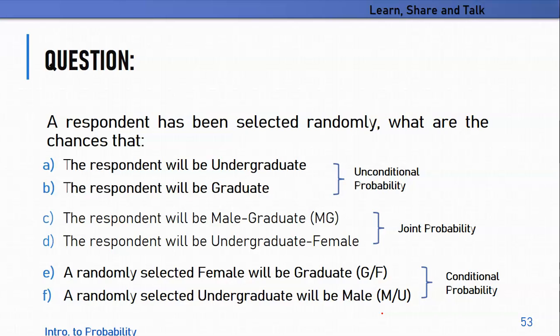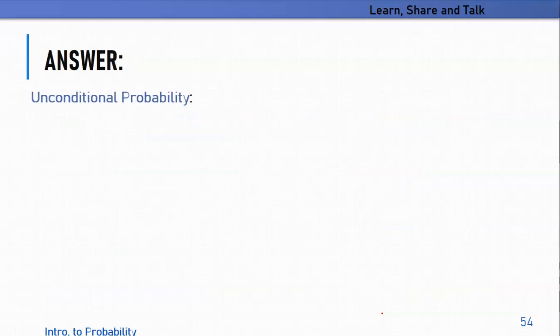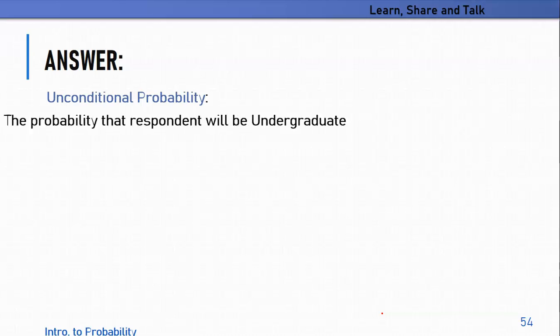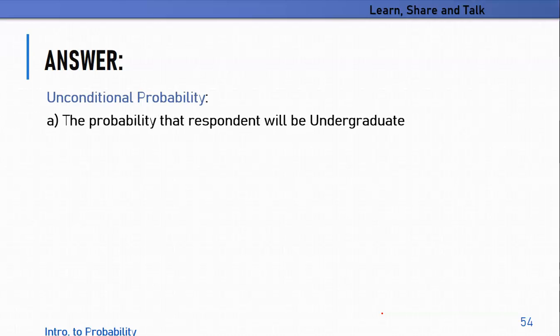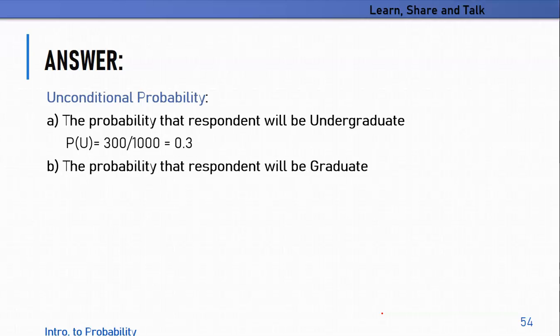Now if I solve this question, the very first question is about unconditional probability: what are the chances that the respondent will be undergrad? Total respondents are 1000, and undergrad respondents, we will simply divide with the help of the empirical method. We will get the chances of how many were undergrad students. So 300 were undergrad out of 1000, so the chances of having an undergrad student would be 0.3. Similarly, what are the chances that the respondent will be a graduate? The total number of graduates was 700 divided by 1000, so 0.7 will be the chances of having a graduate respondent. It's an unconditional probability.